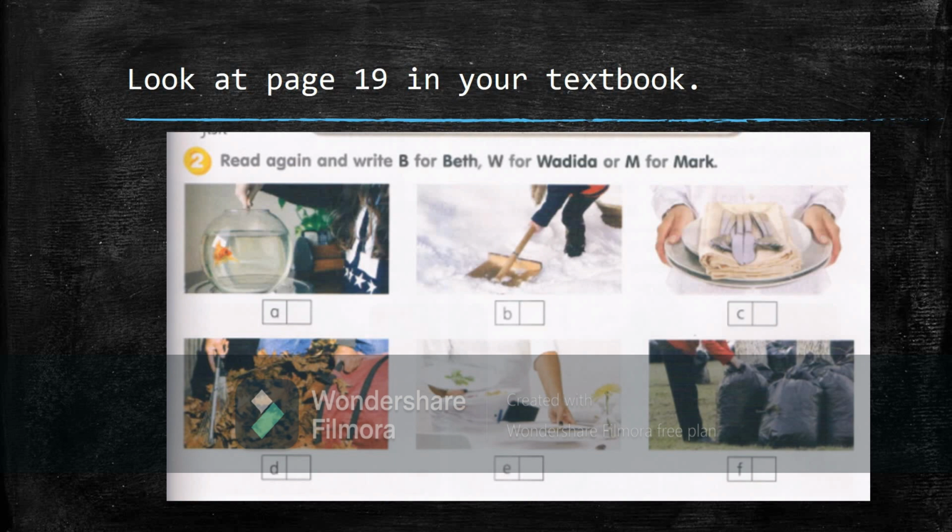In your page 19, in your textbook, you have to read again the text and identify which is the correct answer. So, who is supposed to feed the fish? Or maybe who's supposed to shovel the snow and clear the table, or rake the leaves, or throw the rubbish? So, you have to put B for Beth, W for Wadida, or M for Mark. So, are you ready? Now let's look at the correct answer.